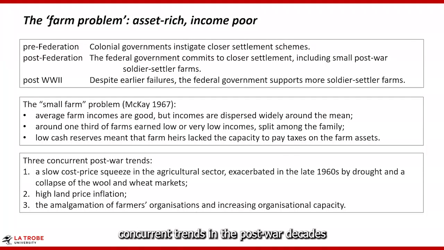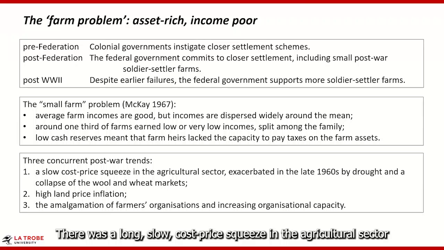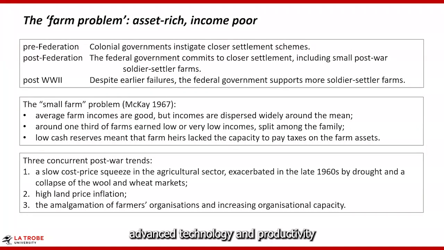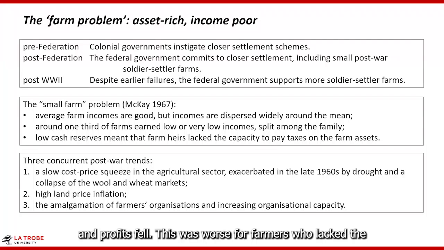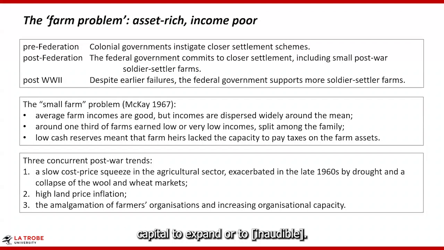Three concurrent trends in the post-war decades brought farmer activism to a head in the 1960s. There was a long, slow cost-price squeeze in the agricultural sector. As technology and productivity improved, especially in large farm holdings, world commodity prices stagnated and profits fell. This was worse for small farmers who lacked the capital to expand or to adopt new technology.